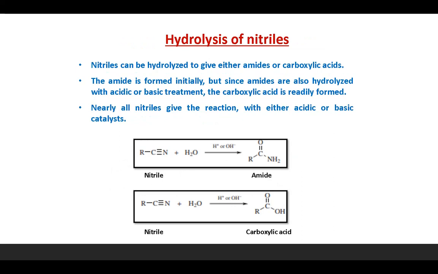Hydrolysis of nitriles. Nitriles can be hydrolyzed to give either amides or carboxylic acids, as you can see in the reaction below. The amide is formed initially, but since amides are also hydrolyzed with acidic or basic treatment, the carboxylic acid is readily formed. Nearly all nitriles give the reaction with either acidic or basic catalysts.